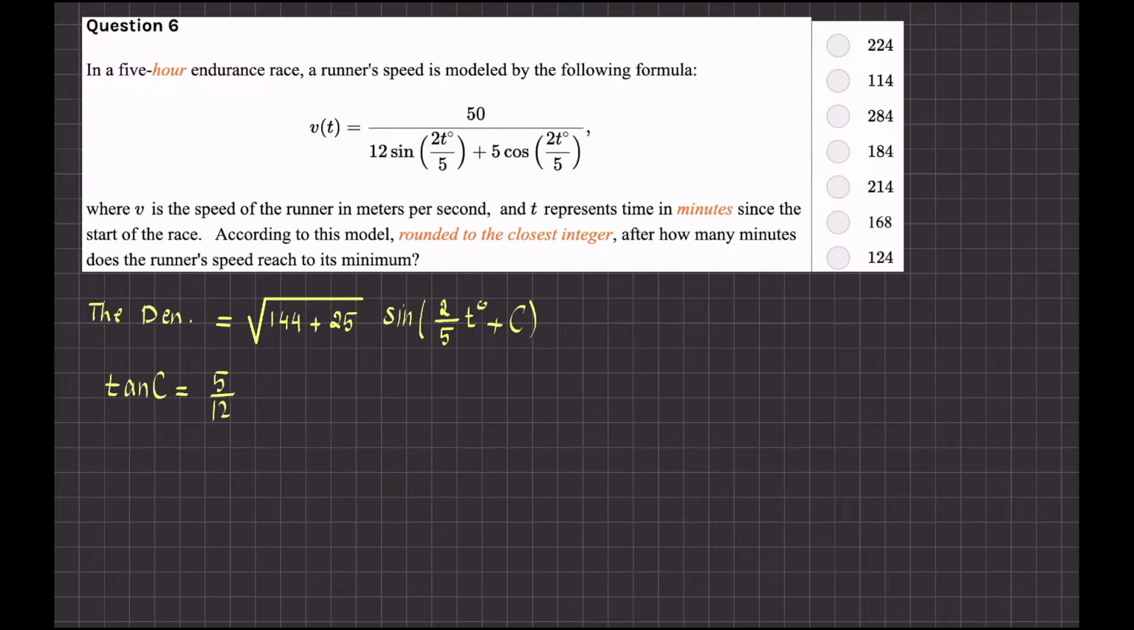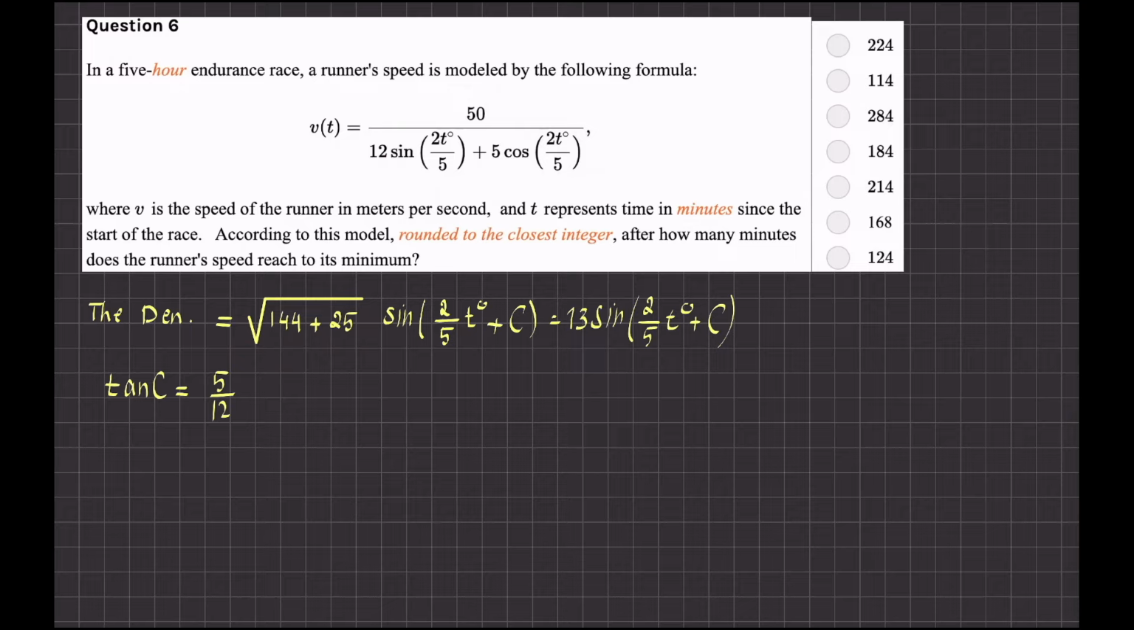Okay, but let us keep it, and for simplicity of writing, I can do the calculations later. This number can be simplified more, because 144 plus 25 is 169. You can use the calculator, or if you have it in your memory, it becomes 13. So this is just simply 13 sine of 2/5 t degrees plus a constant c.